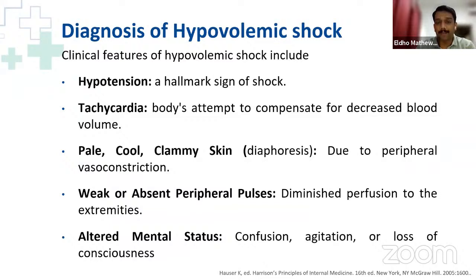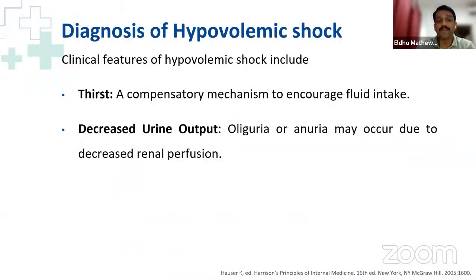And coming to the diagnosis of hypovolemic shock, the clinical features include hypotension, which is a hallmark of shock, and tachycardia, as the body attempts to compensate for the decreased blood volume. The skin will be pale, cool, and clammy because of peripheral vasoconstriction, and there will be weak or absent peripheral pulses because of reduced perfusion. In altered mental status, we can find confusion, agitation, or loss of consciousness because of reduced perfusion to the brain. Urine output will be low because of reduced renal perfusion; we can find either oliguria or anuria.